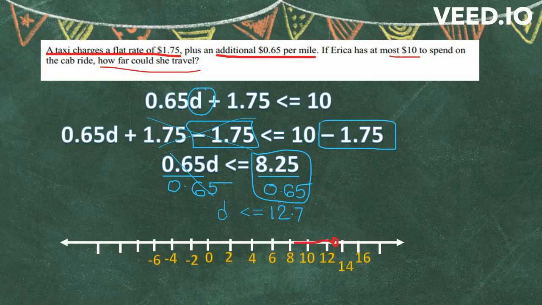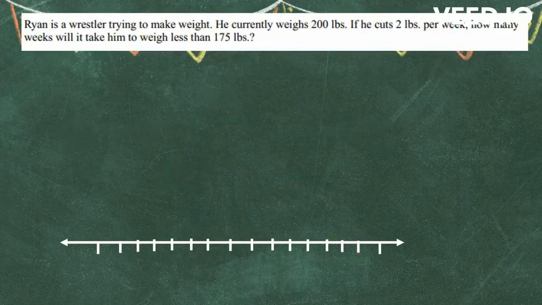12.7 must be somewhere here, and the value can go all the way back to 0 only, because it can't go less than 0. She can't travel a negative number of miles. So d, the number of miles, can't be negative. So it has to be greater than or equal to 0. So these are the 2 points which have to be shaded because it's less than or equal to.